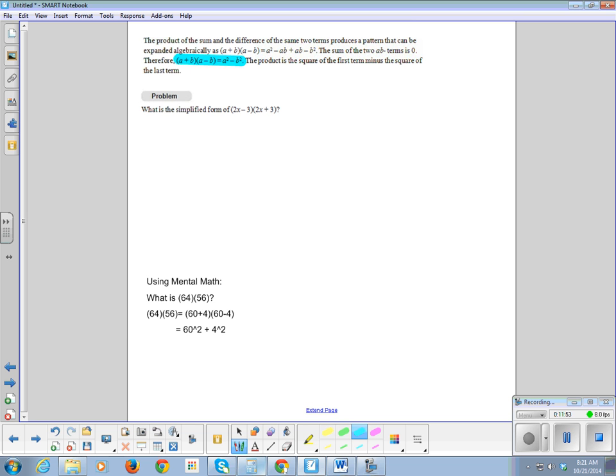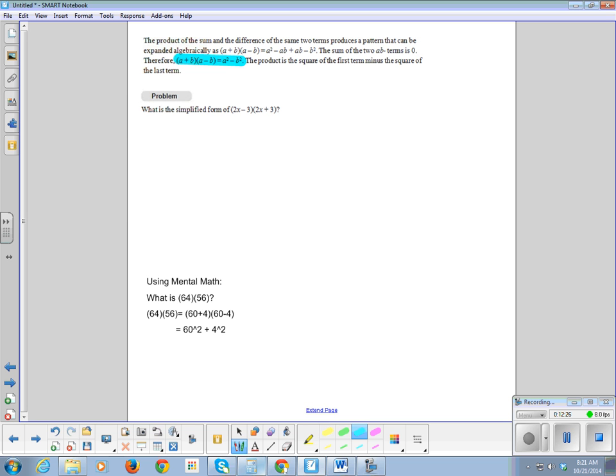the quantity a plus b times the quantity a minus b is equal to a squared minus b squared. The product is the square of the first term minus the square of the last term. Could you do this the long way? FOIL, write things out. Absolutely. Do it the long way. That's totally fine. You still get the right answer. However, if you get good at this, then you can use the shortcut.